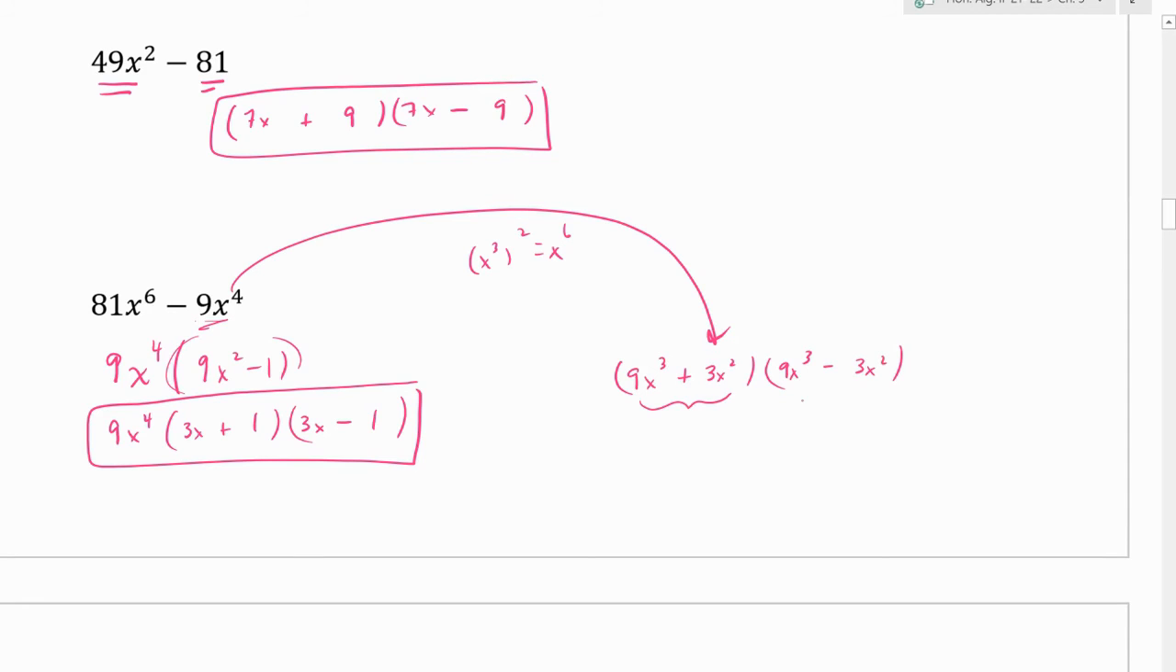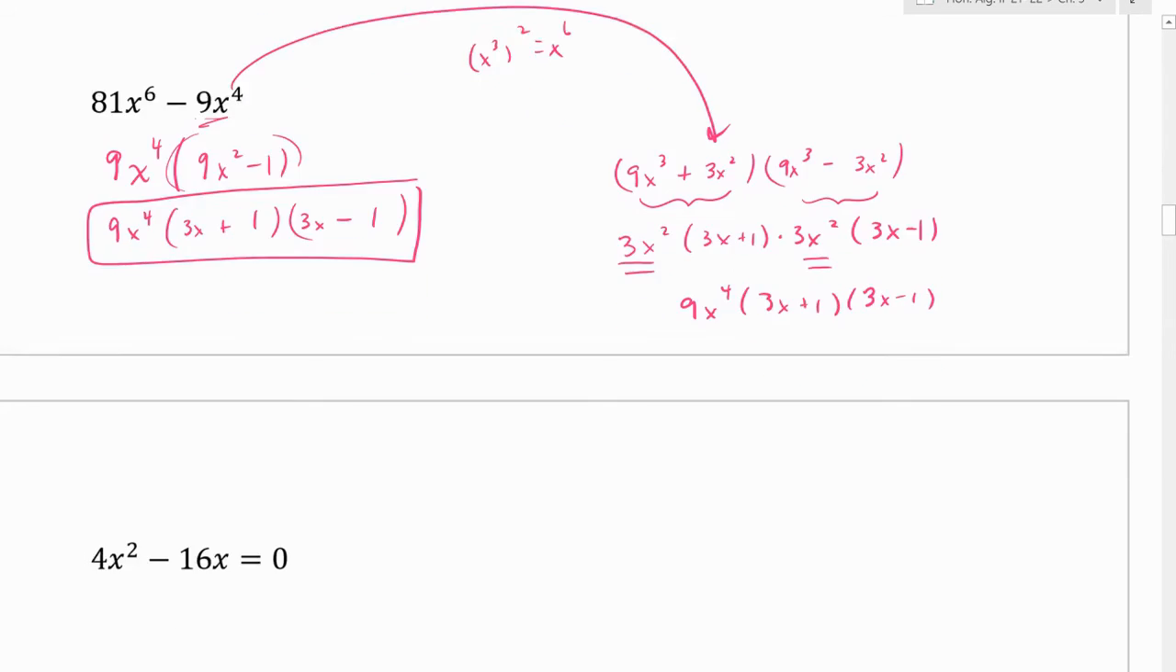But then each one of those would have a greatest common factor. So I'd have to go, let's take the 3x squared out of here. That'll leave a 3x plus 1. Let's take the 3x squared out of here, and it'll leave a 3x minus 1. Then the 3x squared times the 3x squared gives me the 9x to the 4th. So you get to the same place. It's just a whole lot quicker if you take it out to begin with.